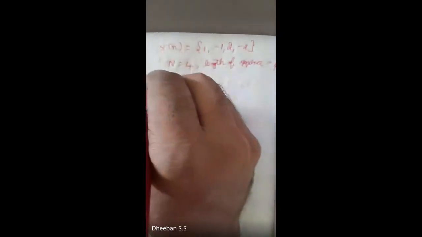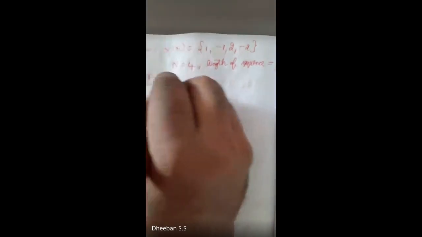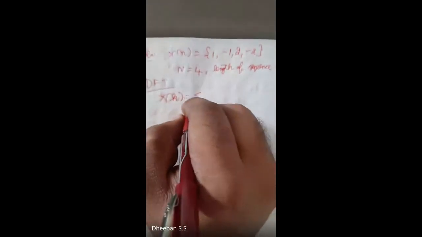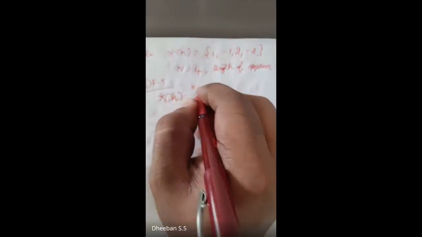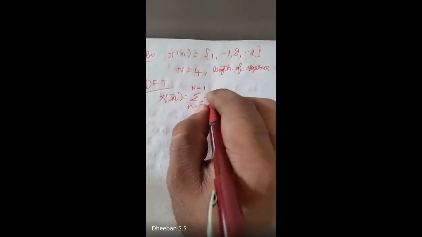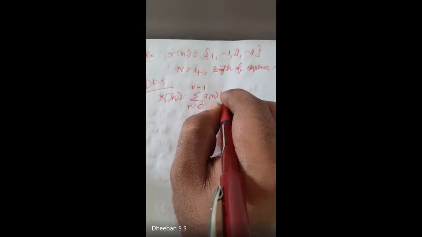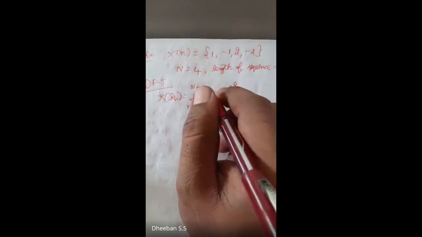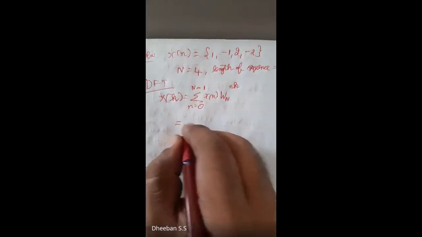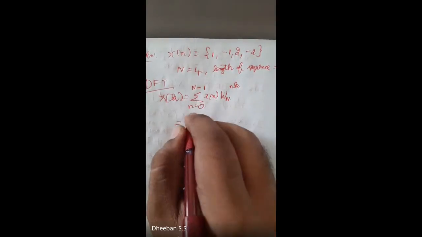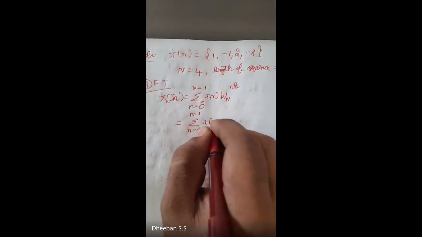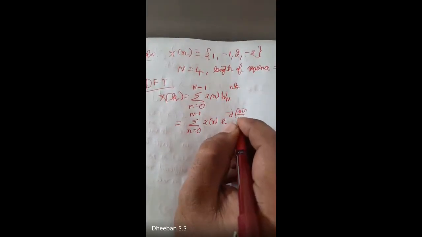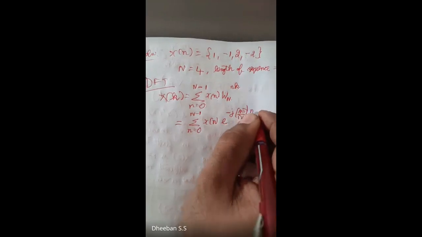So now you write the general formula for DFT. The DFT formula is nothing but X of k will be equal to summation n equal to 0 to N minus 1, x of n, next is the twiddle factor. It's nothing but W_N^nk. So this W_N is nothing but the twiddle factor. So expanding it, you'll be getting summation n equal to 0 to N minus 1, x of n e power minus j 2 pi by N, capital N. Okay. And here it is small n into k.